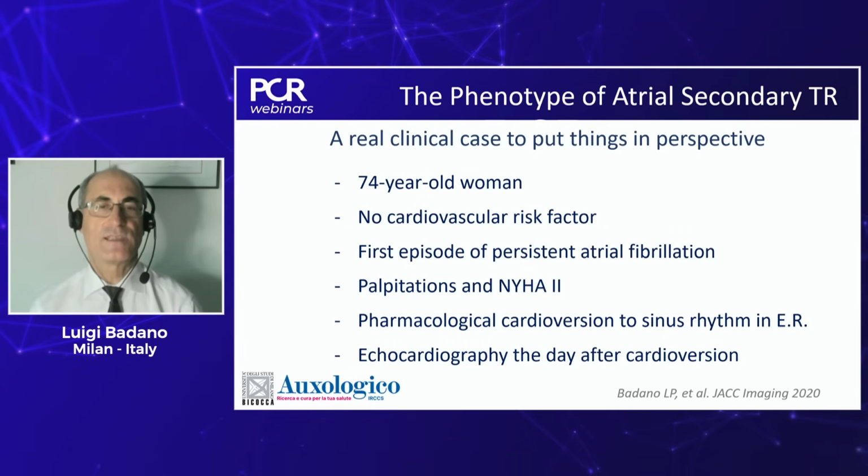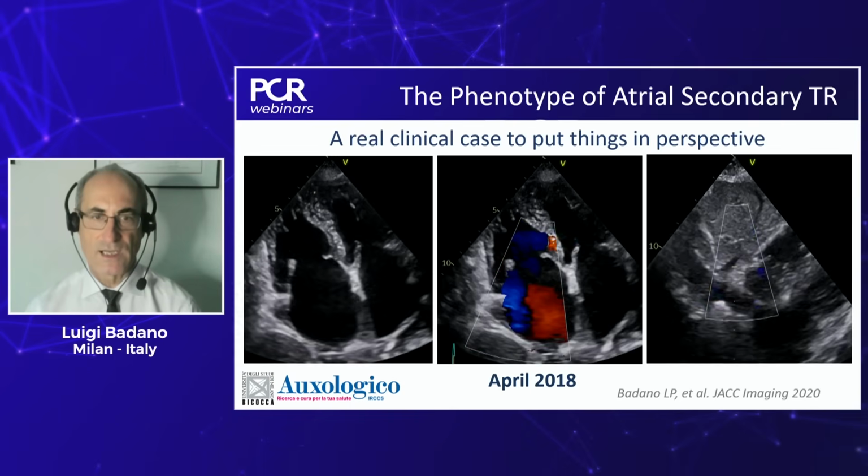Just to put things into perspective, I will show one rapid clinical case. This is a 74-year-old woman with no detectable cardiovascular risk factors. She was admitted to our emergency room for the first episode of persistent atrial fibrillation, and she complained of palpitations and dyspnea on effort. There was a pharmacological cardioversion to sinus rhythm in the emergency department. The patient was admitted, and the day after the sinus cardioversion, we performed the echo.